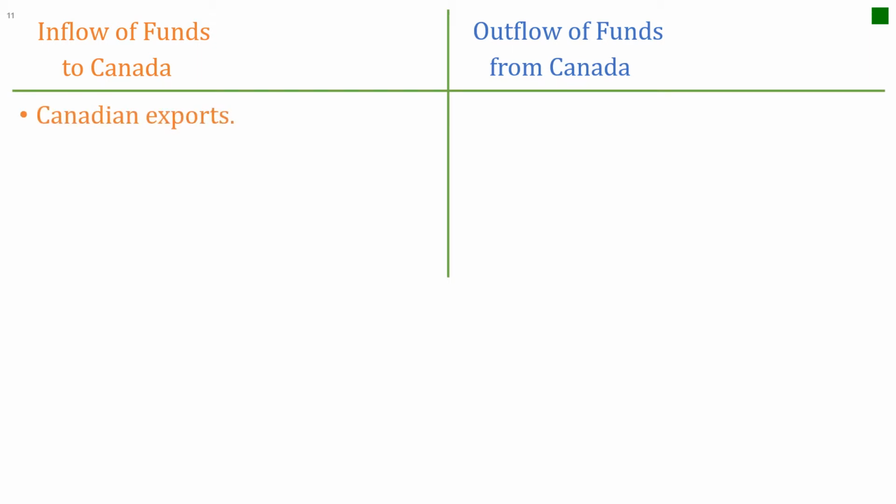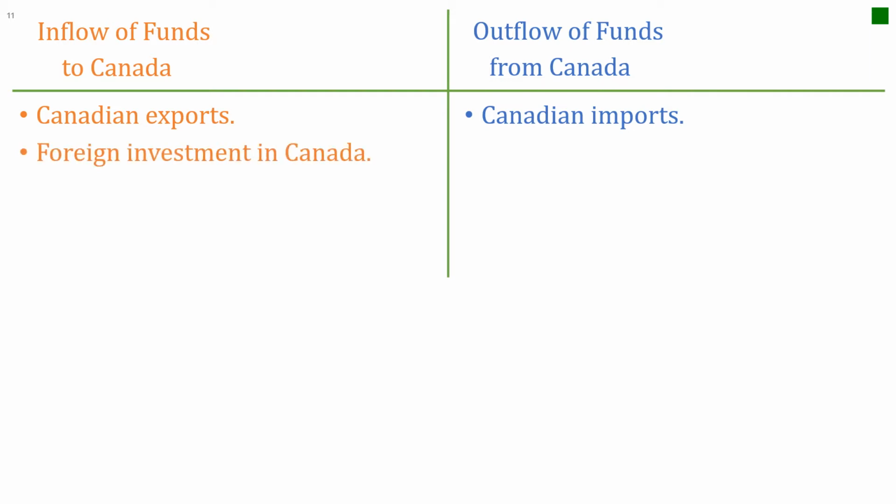All right. One example of an inflow of funds to Canada would be Canadian exports. We sell goods to them. We receive funds from them. Funds would be either Canadian dollars or foreign currency. The opposite of that would be Canadian imports, where there is an outflow from Canada. An inflow would be foreign investment in Canada, so foreign investment in our assets. An outflow would be Canadian investment abroad, when we invest in their assets.